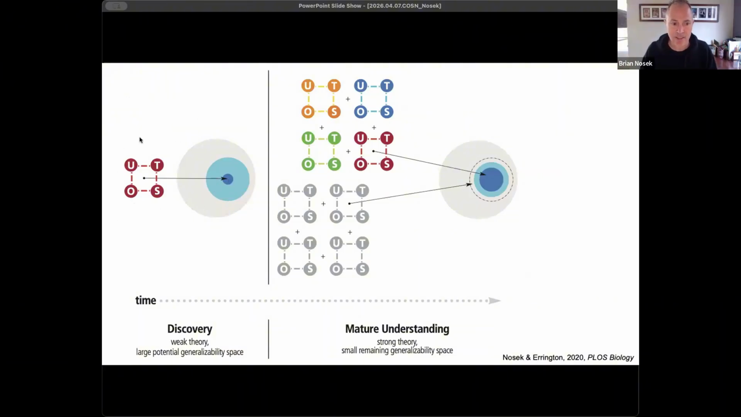On the left side is an initial discovery. We're doing research in my lab and we think we found something. What we found is that blue dot. And what we think it means is something more general than the particular context in which we observed it.